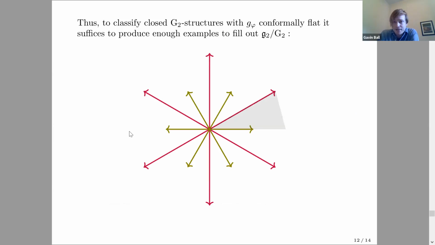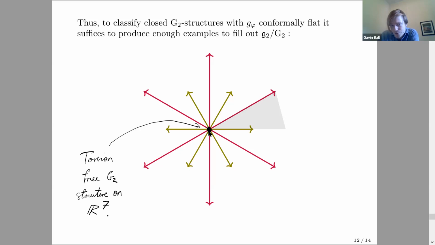So here's a picture of this orbit space. The orbit space is a Weyl chamber for G2. This is the root diagram for G2. The orbit space is just this gray area extending out to infinity, this Weyl chamber. Well, there's one obvious element I can find. If I take just the standard torsion-free G2 structure in R7, just the flat one, then its torsion is 0. So it fills in the origin here. So I found a closed G2 structure that's conformally flat, whose torsion function has image of the origin.